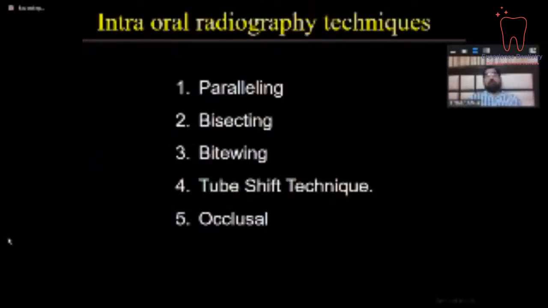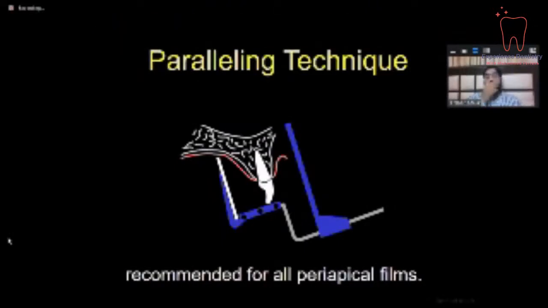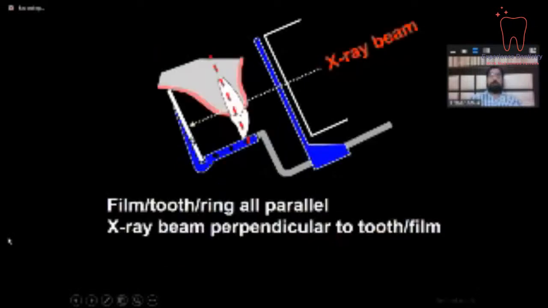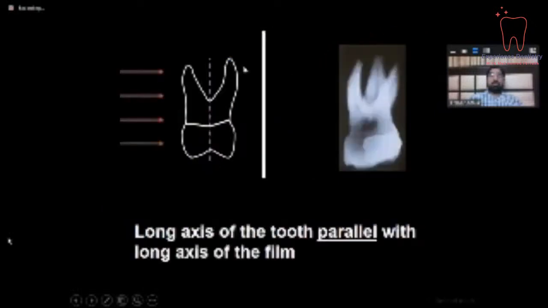Now, intraoral radiography, we will start from the parallel technique. Parallel technique is basically a technique where both the film and the cone of the X-ray are in line. That is the cone, and that is the X-ray beam. And this is the device which actually holds all three things in one line, and that is technically what we call the parallel technique.